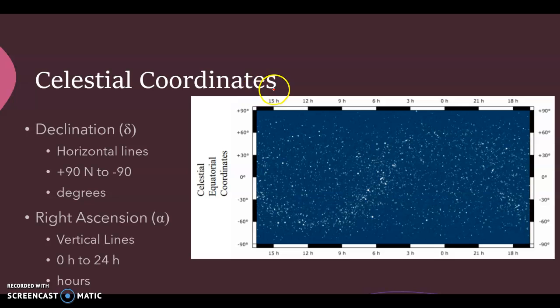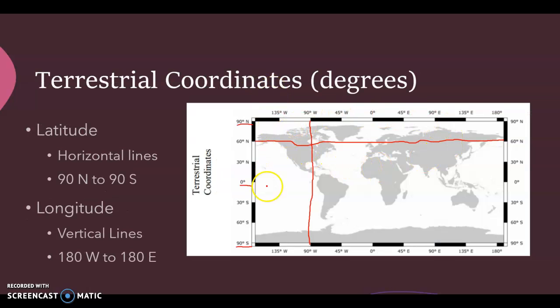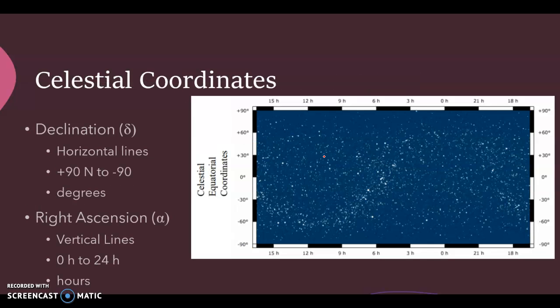The celestial coordinate system. So if we look back at terrestrial, this is if we have a flat version of planet Earth, a flat map version. We also have a flat map version of the celestial sphere, or celestial coordinates, but they use different units of measurement. There's declination, which is represented by the lowercase Greek letter delta. These are horizontal lines. So here we see again, these are the horizontal lines. They're also measured in degrees, and they range from plus 90 degrees to minus 90 degrees, with 0 degrees being the celestial equator.